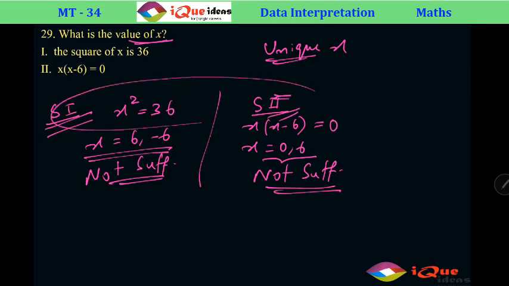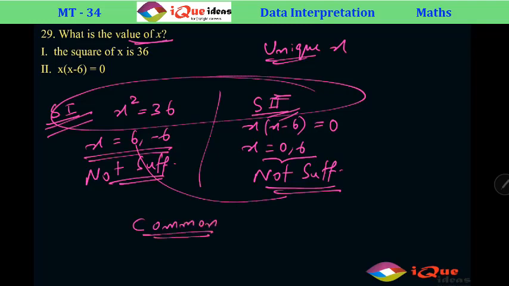Now let's combine these two statements together. What will happen? If I combine, then the common solution is x equal to 6, right? And this is a unique solution. So on combination, we get a unique solution. So combining gives us the answer.